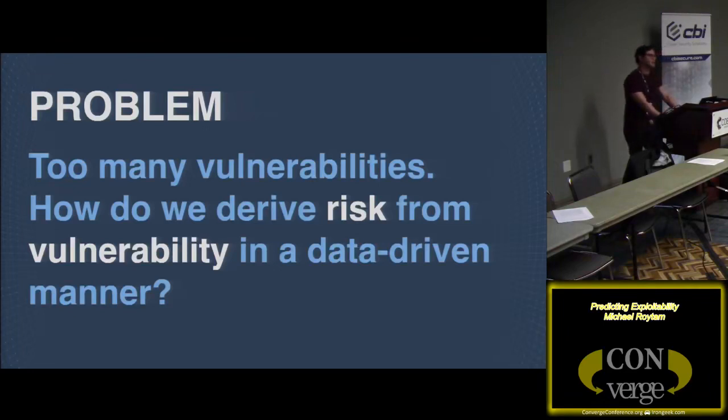The problem that we try to solve is that there are too many vulnerabilities, and we want to derive risk from vulnerability in a data-driven manner. There's tons of vulnerabilities out there. Not all of them are risky. And to measure risk is to figure out the source of the greatest risk, which is not that easy of a problem itself. And there are 3 ways to do it.